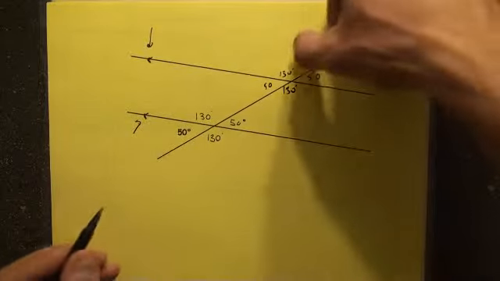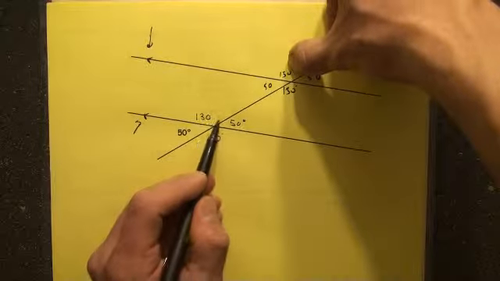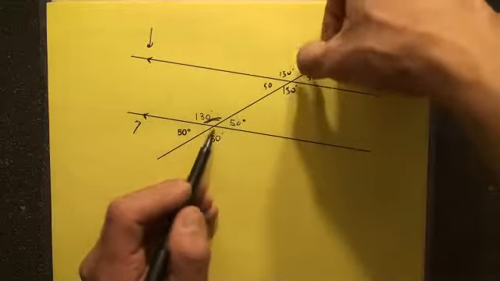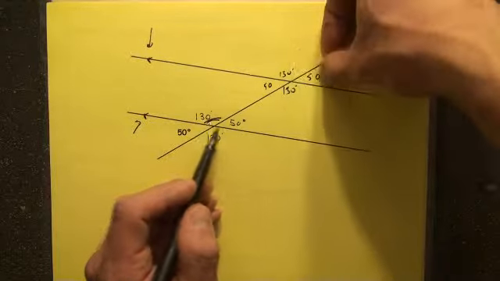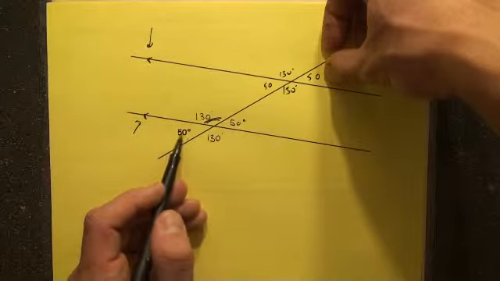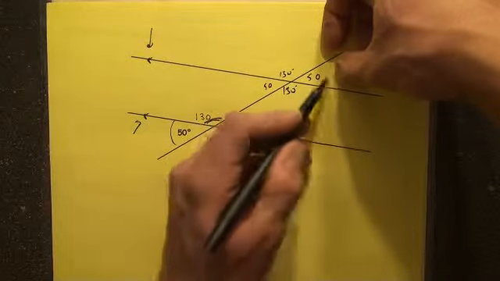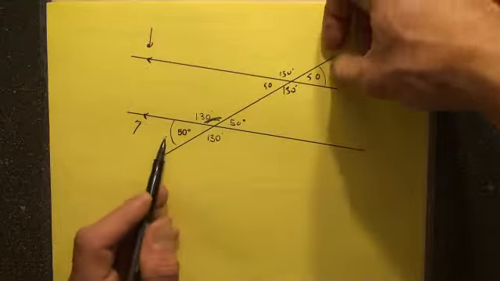Why is this 130? Because of the corresponding angles theorem: if the lines are parallel, then the corresponding angles are congruent. Why is this 50? Because of the alternate exterior angles theorem. The alternate exteriors are going to be congruent when the lines are parallel.